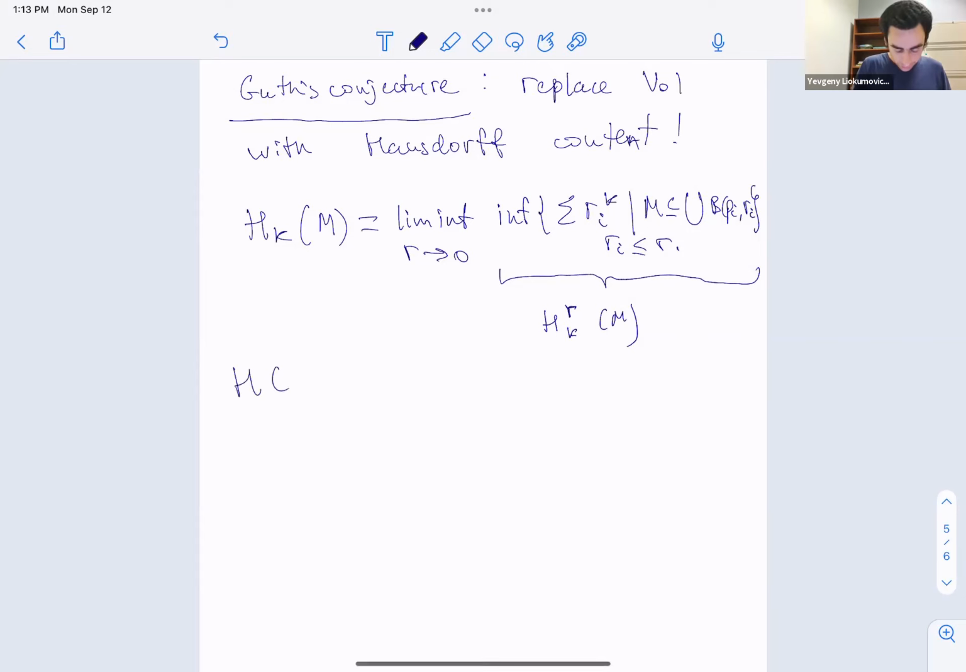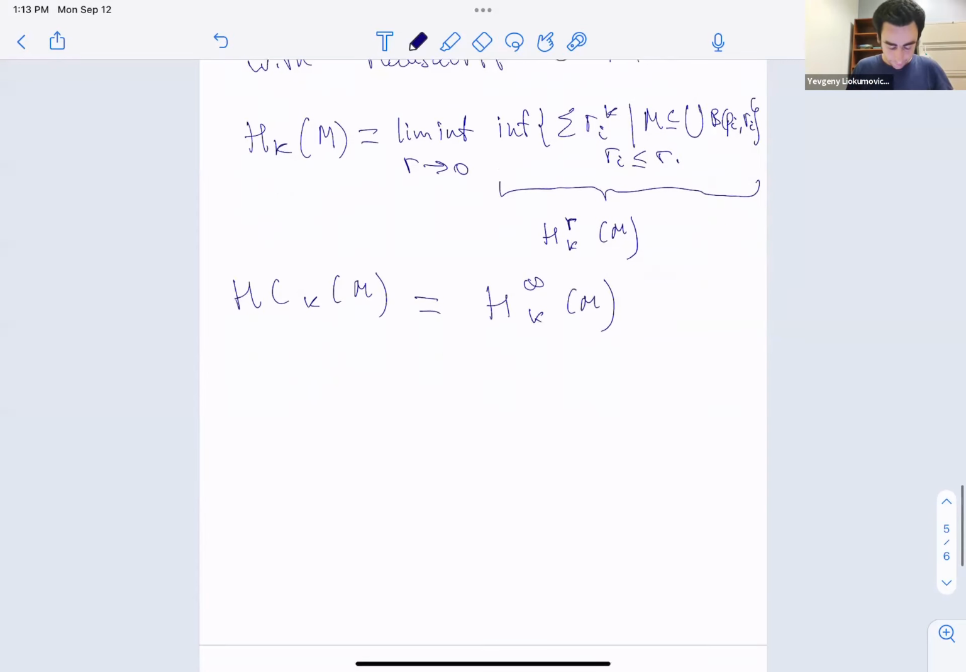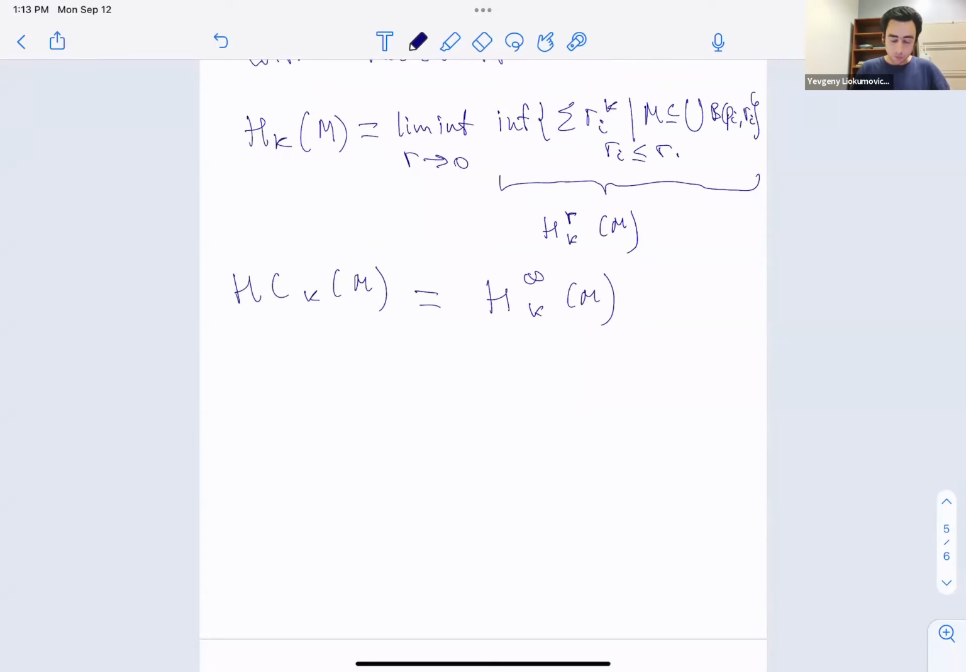And the Hausdorff content of M is just simply forgetting about the upper bound on radii in the covering. So that's just H_infinity^k of M. We're allowing coverings by balls of any size and then take the sum of their radii to the power of k.